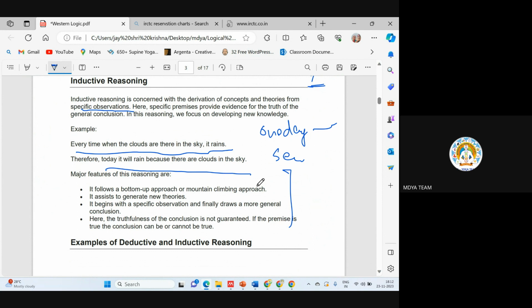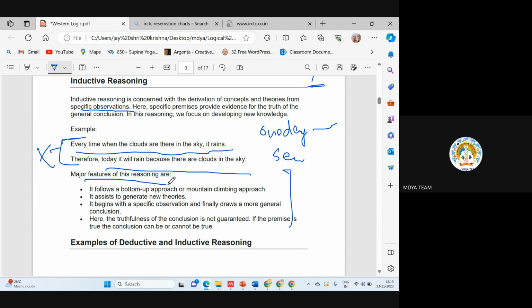Although it is not a very good example written here, this example should be like this. On one day when the clouds are there in the sky, it rains. On any other day, it can be any day, you have to take a particular date, when the clouds are there in the sky, it rains. So whenever there will be clouds in the sky, it will rain. This example should be like this.